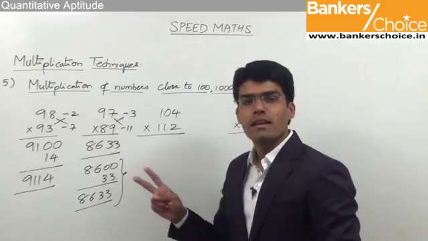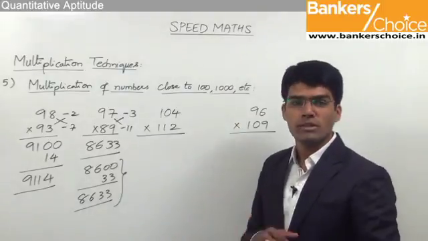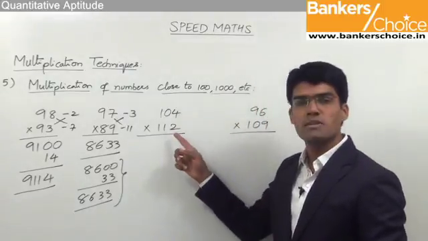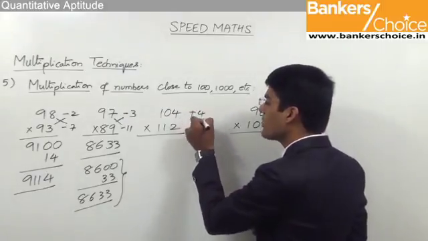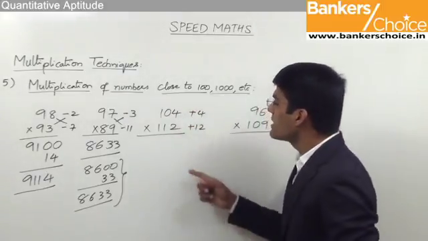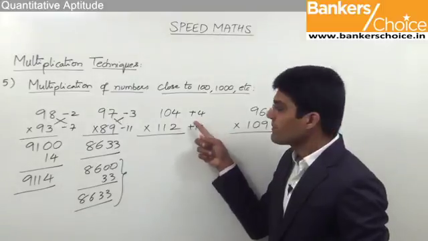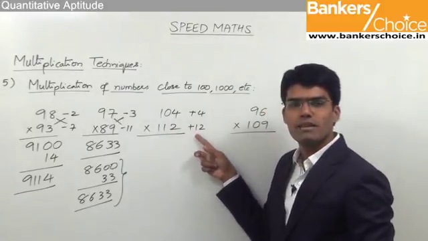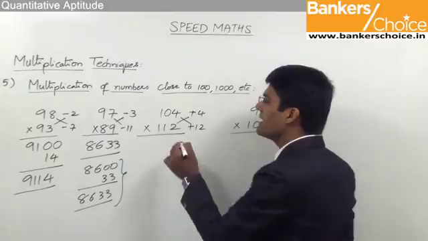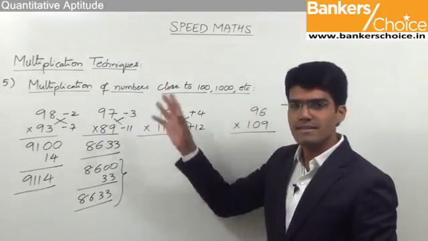Here you find that we have to multiply 104 with 112. Now again, both the numbers are close to 100 and both are more than 100. So the distance of these two numbers from 100 is plus 4 and plus 12. Why? Because 104 is 100 plus 4 and 112 is 100 plus 12. Again, we need to take the cross addition here, cross addition or cross difference as the case may be.